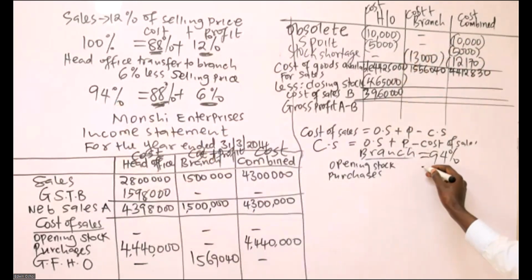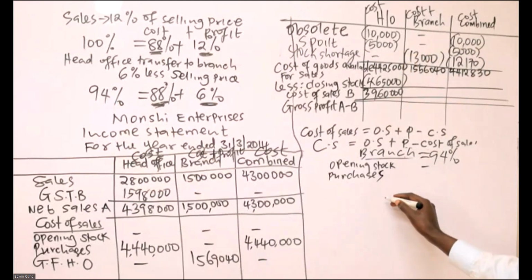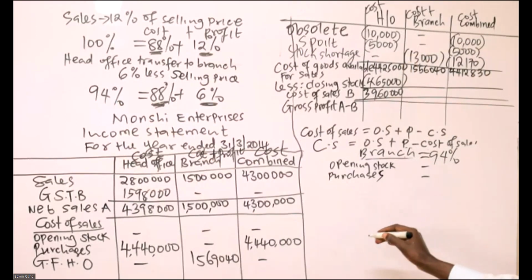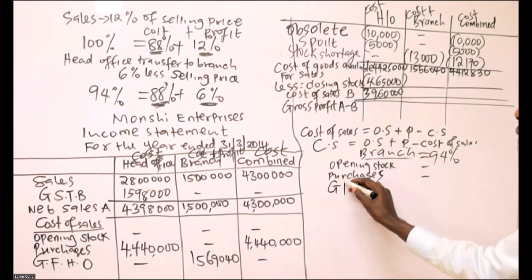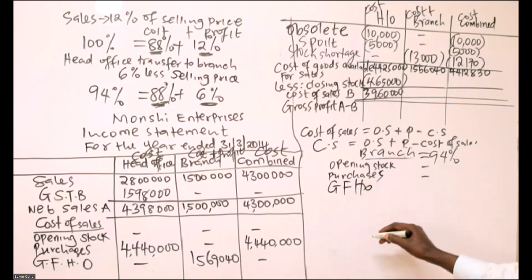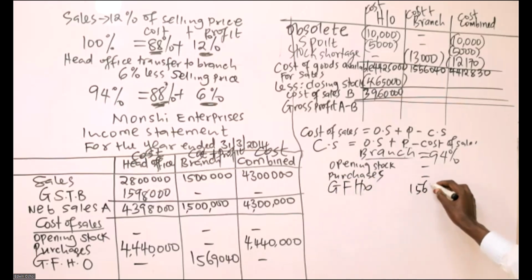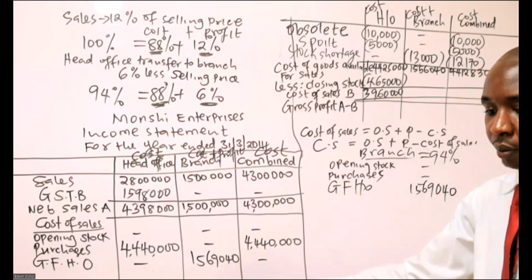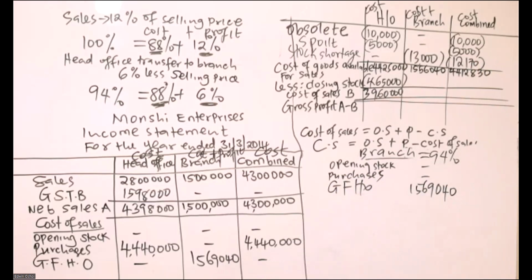So there was no opening stock, and we don't have purchases. So the only purchase I would record here is goods from Edovis, which is 1569,040, this one. Then there was a stock shortage in the branch, 13,000.